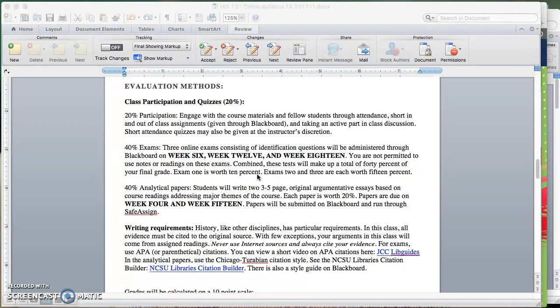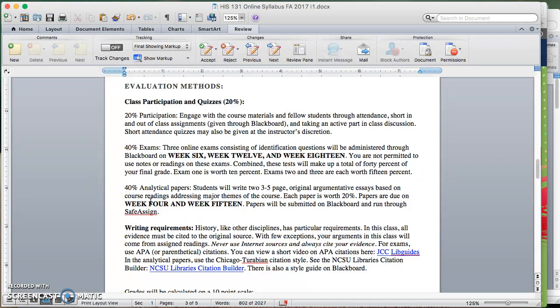The first exam counts for 10% because the first test in a new class is always hard. What is the instructor looking for? What style is the test? How is it written? What's their grading like, etc. So I always count that first one a little bit less to give you guys sort of an idea, make it a little bit less stressful. And then exams 2 and 3 are each worth 15%, so a little bit more once you know what to expect. Also 40%, you've got 2 papers.